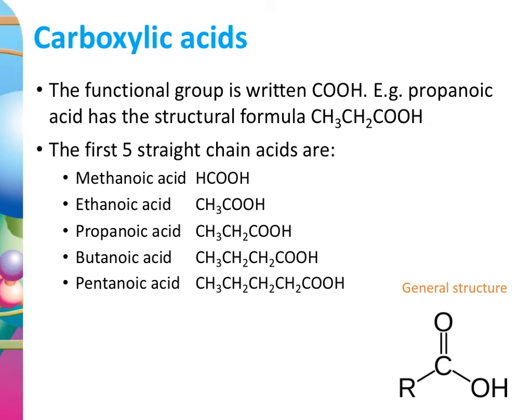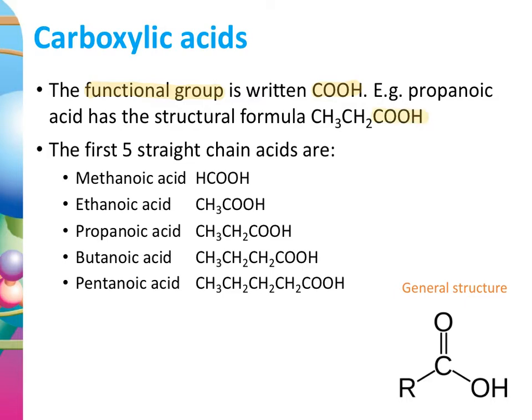So naturally we're going to start with how we could recognise whether something was a carboxylic acid or not. What makes a carboxylic acid a carboxylic acid is the functional group, and that is, if we were writing it as a condensed structural formula, it would be recognised as COOH. So we've got here an example of propanoic acid, and it has the structural formula CH3, CH2, and then the thing that makes it a propanoic acid, COOH.